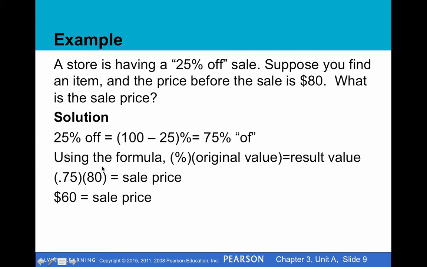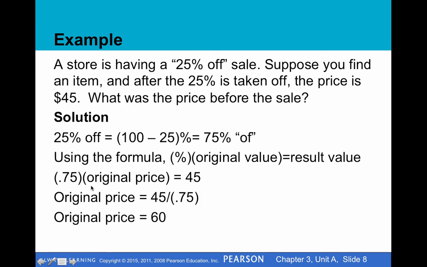All right, let's look at another one where it's still a 25% off sale. This one says, suppose you find an item and the price before the sale is $80. What is the sale price? So now we're moving forward in time. Remember, 25% off is 75% of. So using the formula here, we're going to take 75% as a decimal, 0.75. But now we know the original price. The price before the sale is $80, and that will give us the result, the sale price. I call this the result, or sometimes the book calls it the compared value, but either way, that's the result. 0.75 times 80 gives you a $60 sale price.